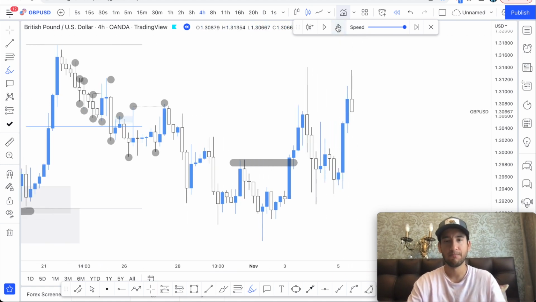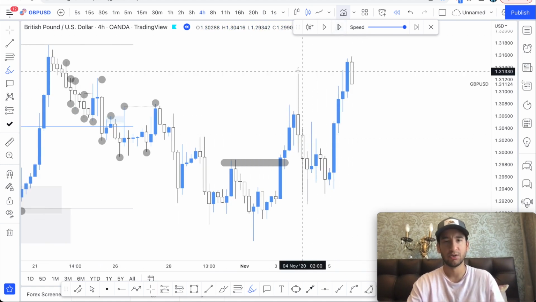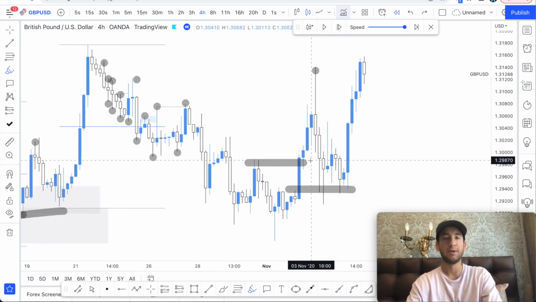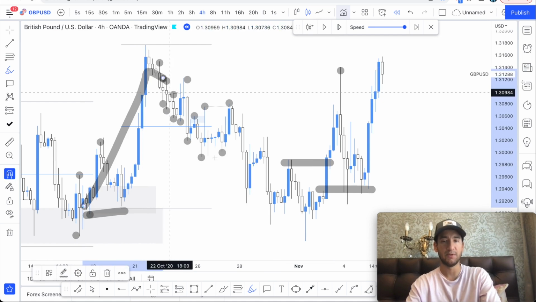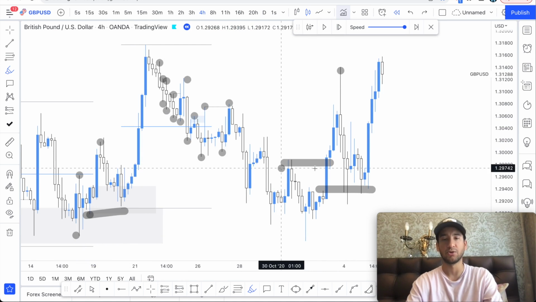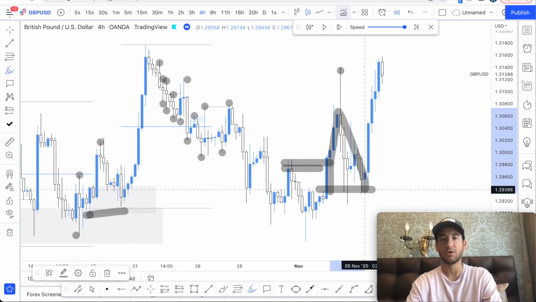Let's go here. There we go. This low here was supported and it pushed up. Why? Because our major structure has been respected here. This low respected this low, right? So structure just shifted, pushed bullish, and started going up.